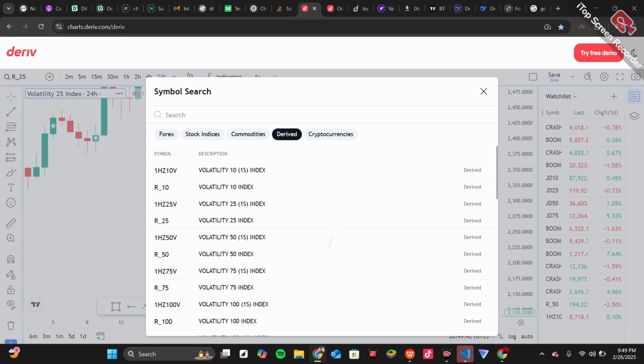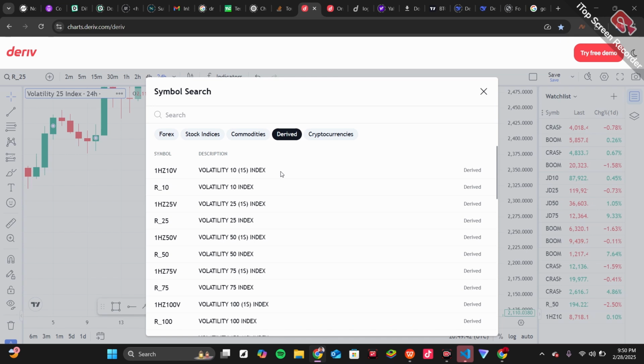Each of these pairs here is like having a senior brother and a junior brother. So the senior brothers are the ones with 1s attached to it. So just like we have volatility 10 (1s), if you go to your demo and practice it, trade it, and also trade the volatility 10, you will see the difference in price movement. You see the difference in the volatility, in the volume.